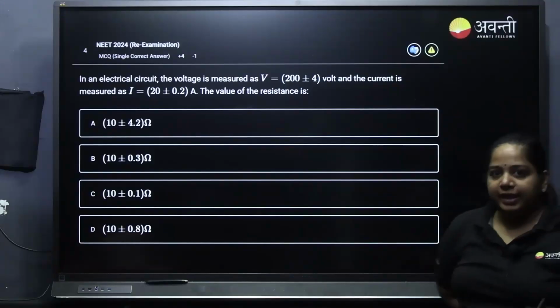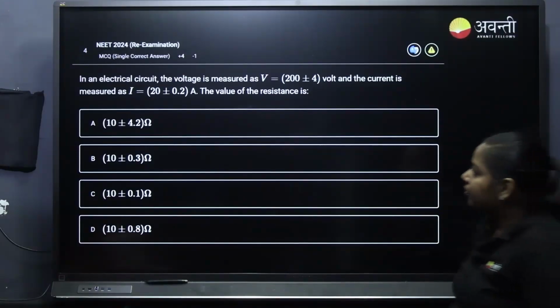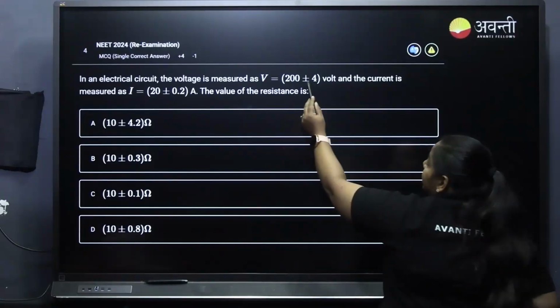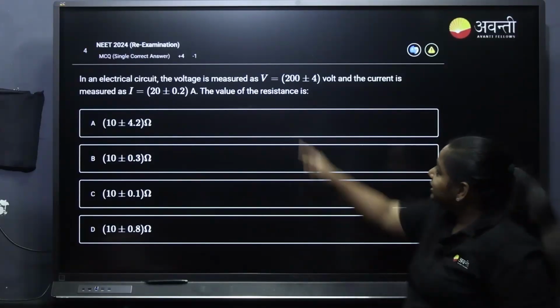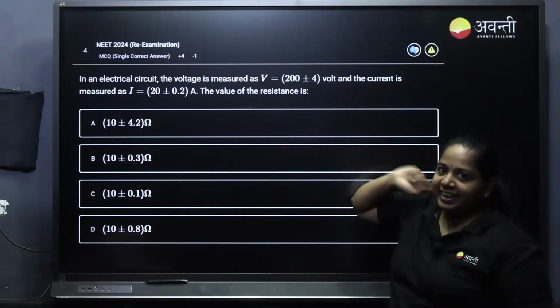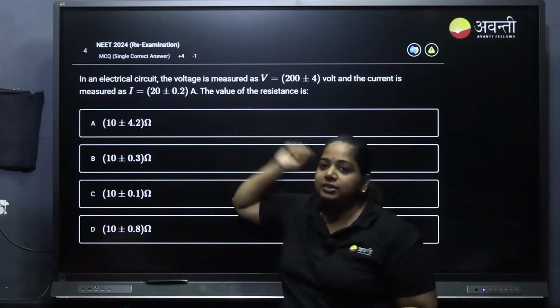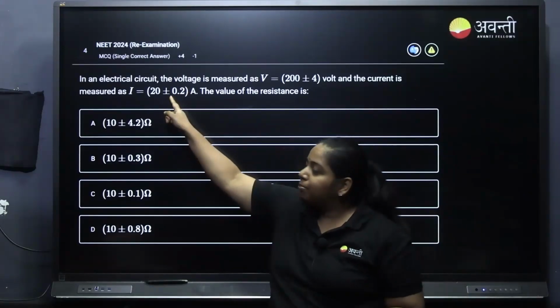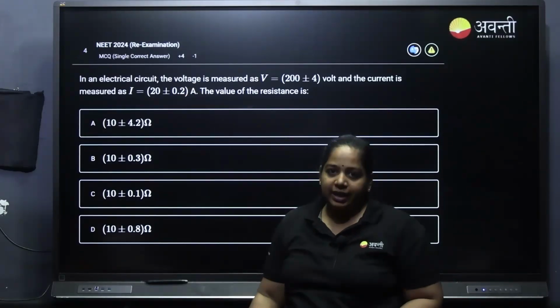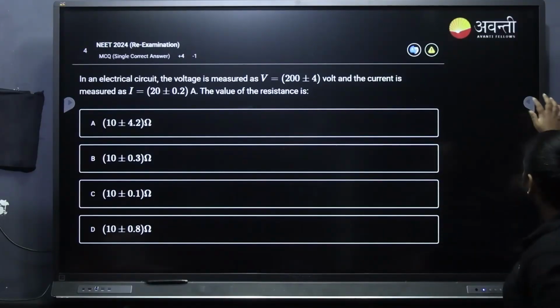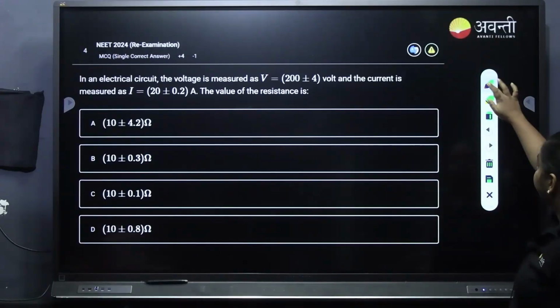Next one is again error calculation. In an electrical circuit, voltage is measured as 200 plus or minus 4. So this is V plus or minus delta V. And current is measured as 20 plus or minus 0.2, which means I plus or minus delta I. Now the value of resistance. What is the equation for resistance? Ohm's law.